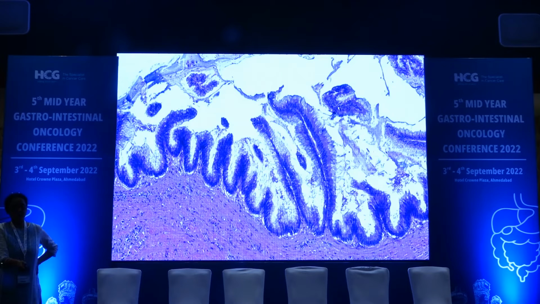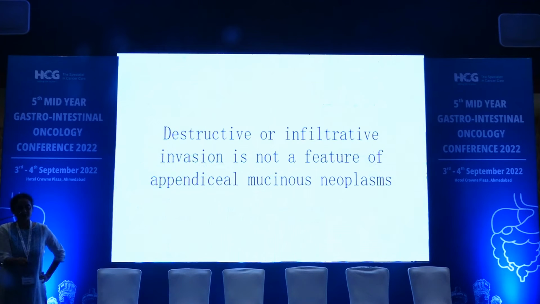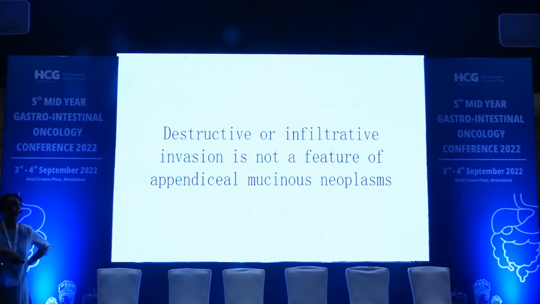This is again a low-grade appendiceal mucinous neoplasm. See how it is invading by pushing margins. High-grade appendiceal mucinous neoplasms by definition are neoplasms in which you get cribriforming or micropapillary. This is true for all GI neoplasms, that cribriforming and micropapillary arrangements in a colonic adenoma also, we call them high grade. Same thing applies here, they are very rare. Destructive or infiltrative type of invasion is not a feature of low-grade appendiceal mucinous neoplasms.